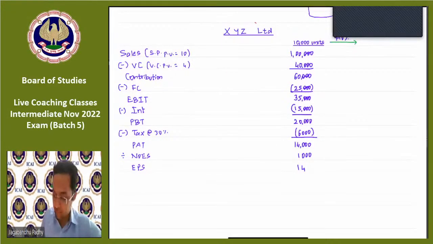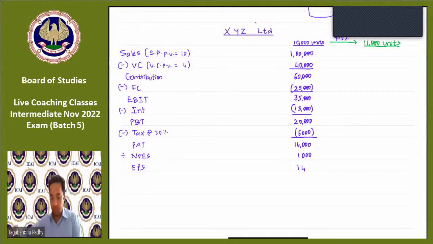If the units increase by 10%, units will become 11,000 units. And now at these 11,000 units, let's look at what the EPS is. Okay, so sales of 1 lakh will become 1 lakh 10,000. Variable cost, since variable cost is 4 rupees per unit, so 4 into 11,000 is 44,000. Then contribution stands as 66,000.